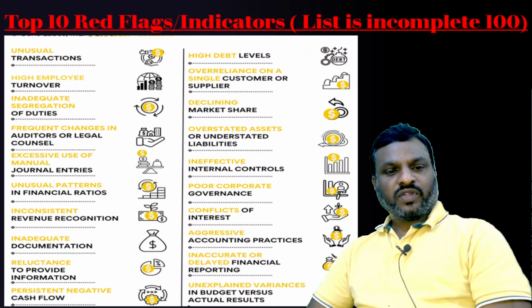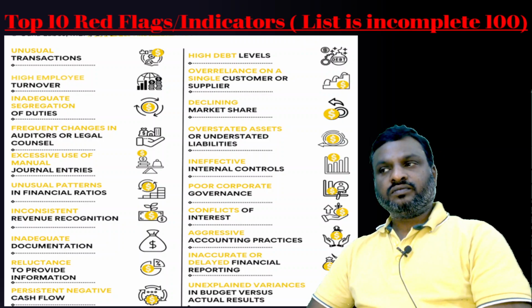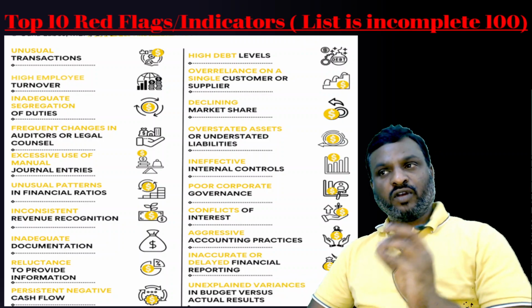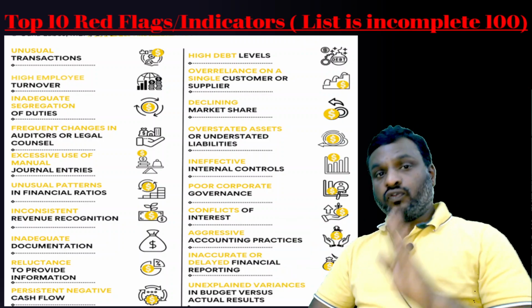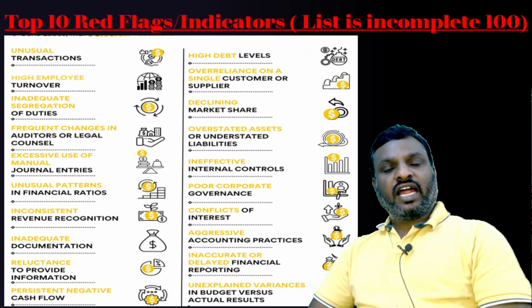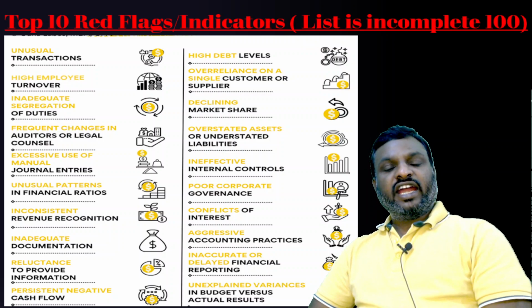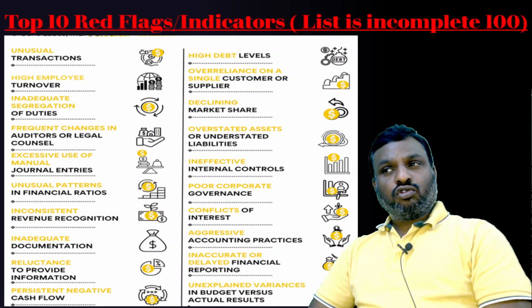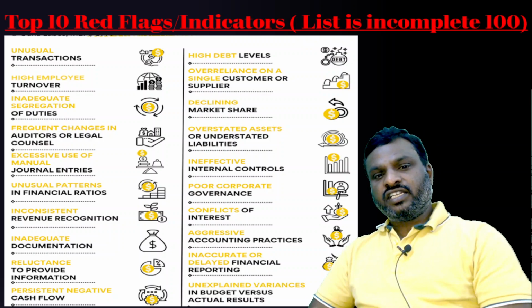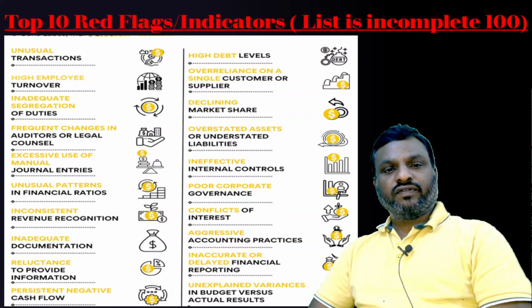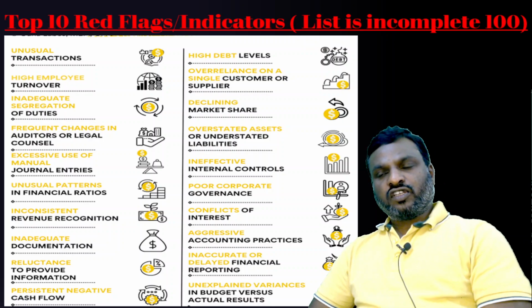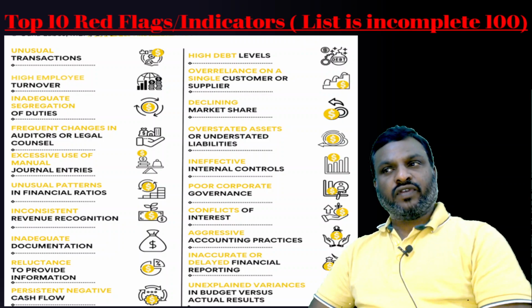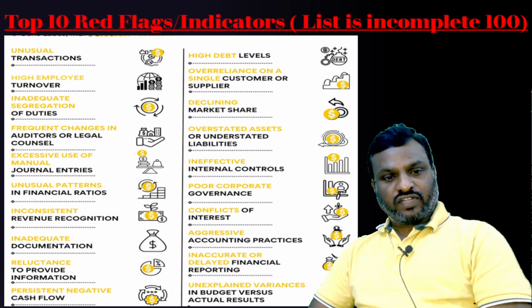You should be careful. Next, unusual patterns in the financial ratios. As I told you, the top 10 financial ratios are generally categorized into 4 parts: profitability, liquidity, efficiency, and the entity's solvency position. If there is any inconsistency in the patterns of those ratios, that is also one of the indicators. Next, inconsistency in revenue recognition. If there is a frequent change in the revenue recognition principles and policy of an entity, it could be case to case, but even then this is one of the indicators.